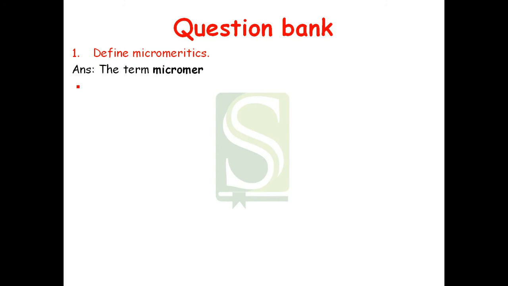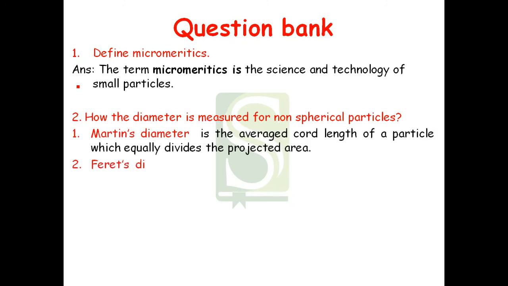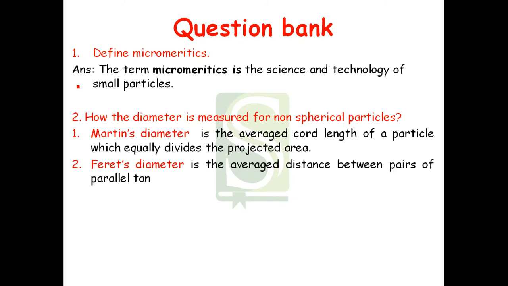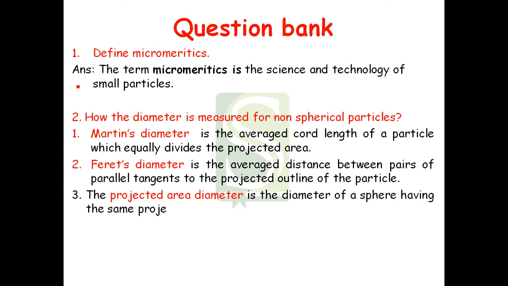Okay. So the most commonly asked question regarding this particular topic will be, you will be asked to define micromeritics. So you should know that micromeritics is the science and technology of small particles. Micromeritics basically deals with the measurement of the size of very small particles. Then the next question might be how the diameter is measured for non-spherical particles. This is very commonly asked, or you will be directly asked to define Martin's diameter, Feret's diameter, or you will also be asked to tell what is the projected area diameter. These diameters are defined for non-spherical particles.